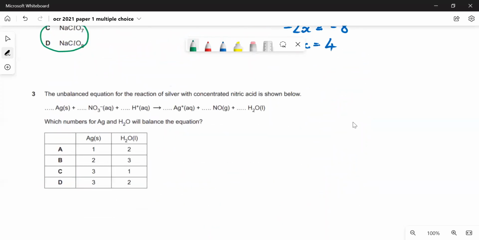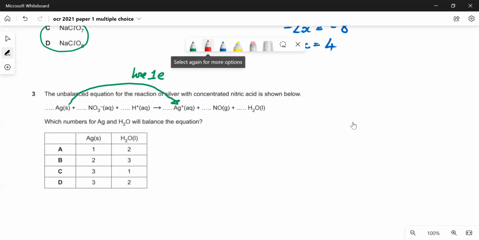Right. Balancing an equation now. So you can try this by trial and error. But if you look at this, this is a redox reaction. So let's do it with oxidation numbers. Now let's look at the silver. The silver is going from Ag to Ag+. That's losing 1 electron.